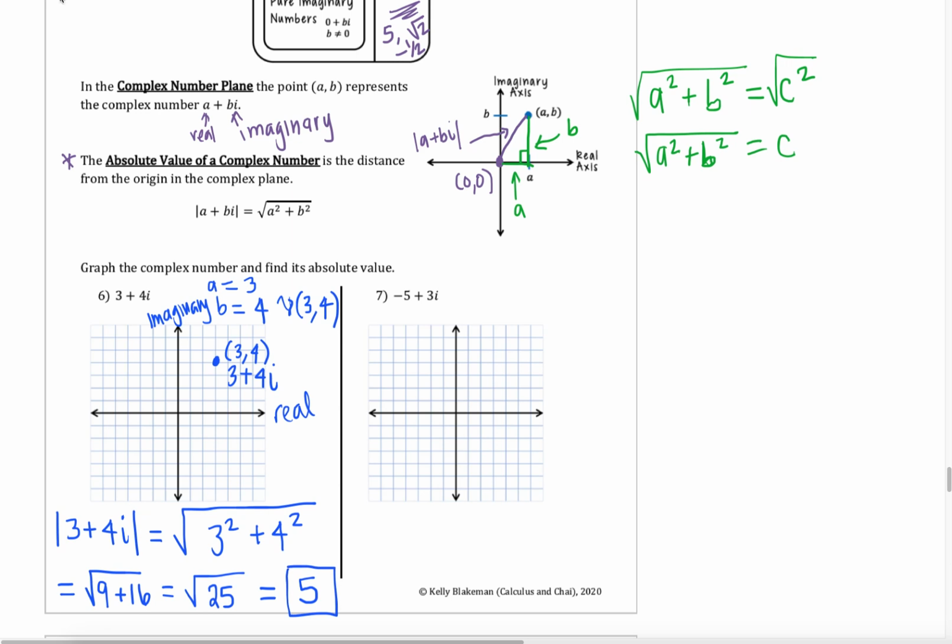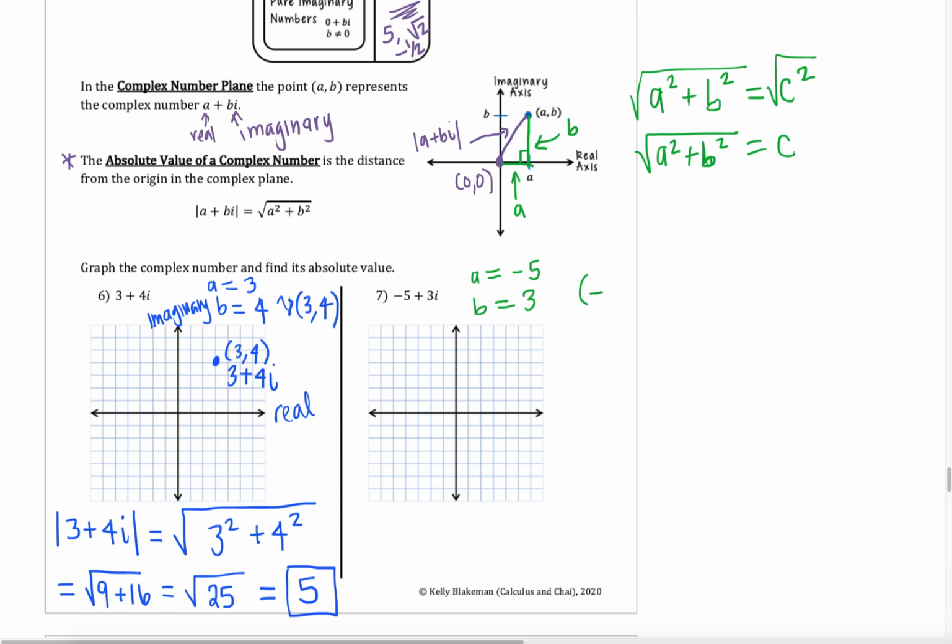Let's look at our second example. So if we want to graph negative 5 plus 3i, we're going to have to identify the real and the imaginary components. So our real component here is negative 5. Our imaginary component is the 3i, so our b value is that 3. Knowing this then, what would be the coordinate pair that we would want to plot in example 7?